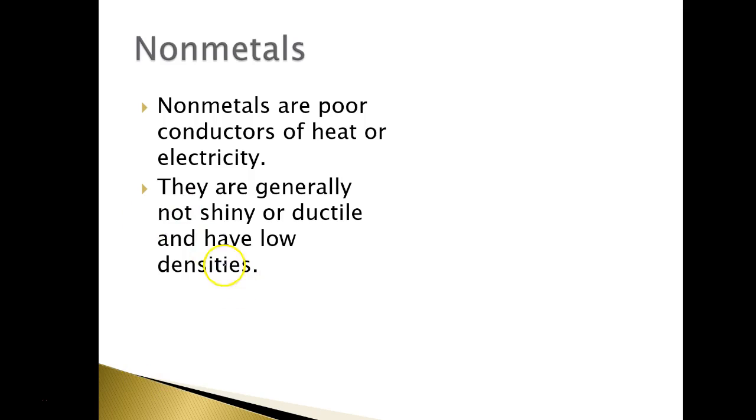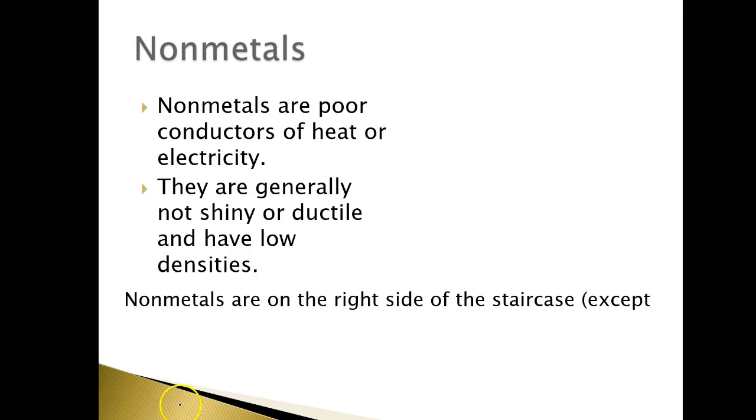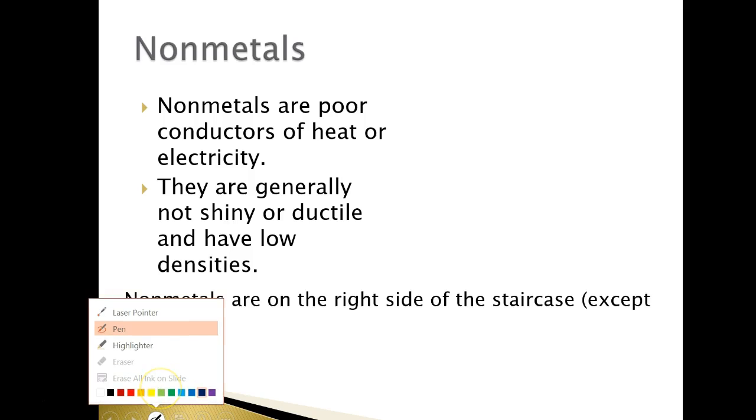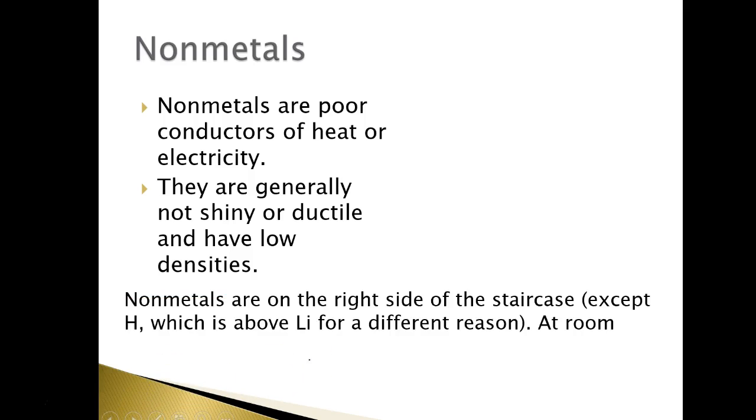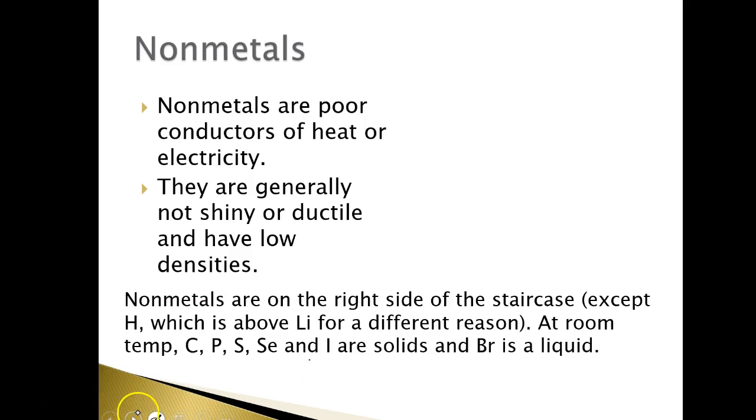Okay, nonmetals, on the other hand, are poor conductors of heat and electricity. They are generally not shiny and definitely not ductile, and they tend to have low densities because a number of them are gases. Nonmetals are on the right side of the staircase except for hydrogen. Hydrogen's on the left side, and it's above lithium for a different reason. At room temperature, these guys are your solids. Br is a liquid. The rest are gases.